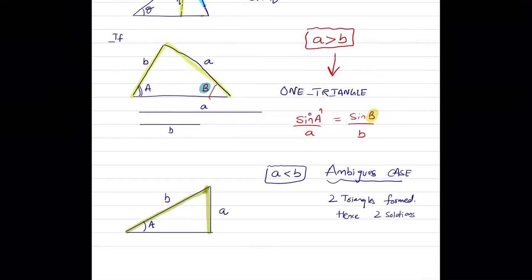Now, how is this done? Let me show you. You can have one of this triangle having the same length A, the length B, and the angle A, and the other triangle is going to be formed like this. I can have another length A over here.